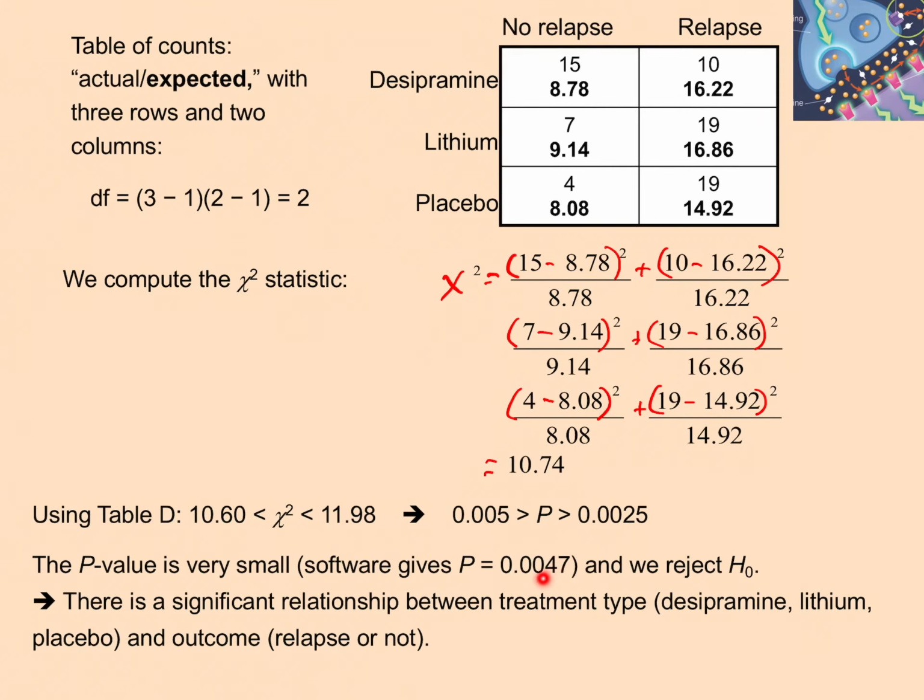So these observed counts that we see up here, say 15, 10, 7, 19, 4, and 19, for example, are evidence of a relationship between what treatment a person is on and whether or not they relapsed. So we can reject our null hypothesis of no relationship. But looking at the data here, it's kind of hard to tease apart and figure out what that relationship might actually be.